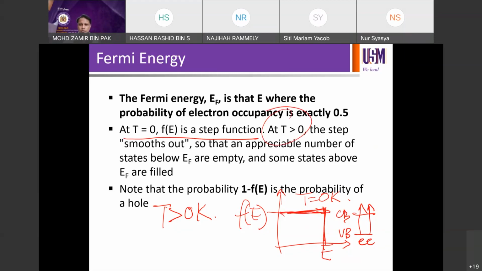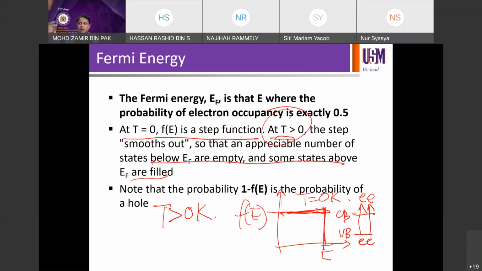However, when T is more than 0, the step smoothens out, so that an appreciable number of states below EF are empty and some states above EF are filled. So what does this mean? This means when you have increasing temperature, T more than 0 Kelvin, some of the electrons will be excited into the conduction band.